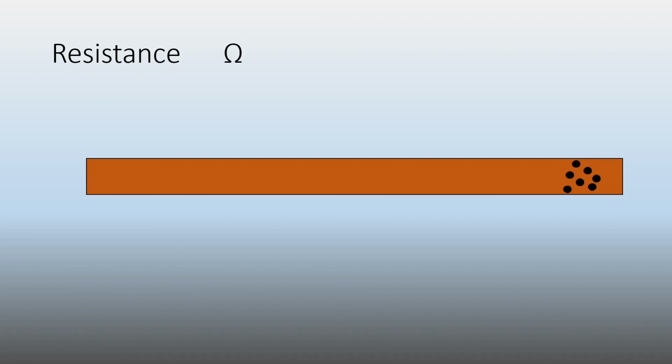In fact, that is where resistance comes from. Different materials have different resistance. It is a material property. Electrons will have to fight their way through all the other atoms to get to the other side.